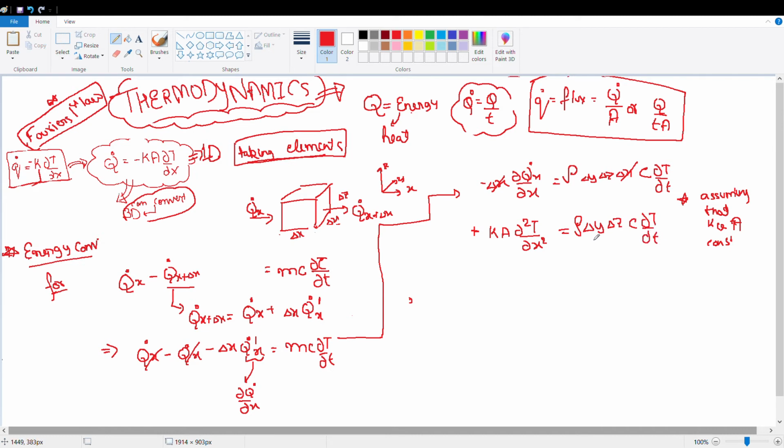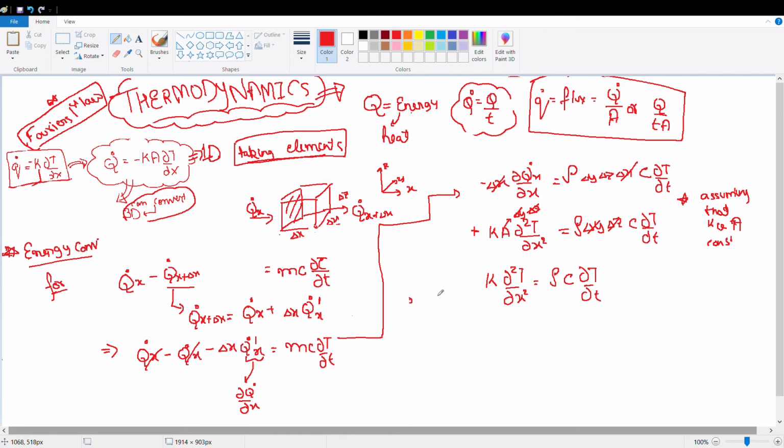Now what will be the area of this flux? It will be this area. So this area is actually delta y times delta z, so this can be cancelled out from this side. So we'll get k del 2T by del x2 equals rho c del T by del t.